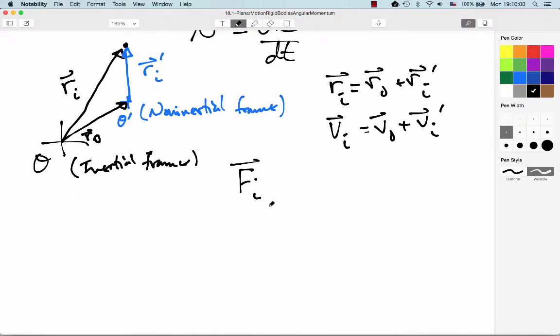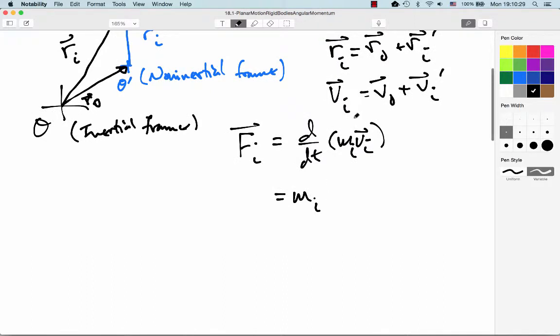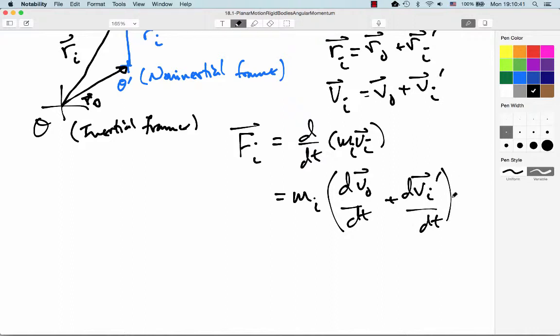Okay, cool. So the force being applied onto this point i here, which is going to represent our ith particle, by the second law would be equal to d/dt of mi vi. We'll go ahead and assume that the mass is a constant like we always do, so we can pull that out. So it'll be mi, and then we need to differentiate vi. Well, that will give me dV naught/dt plus dVi prime/dt.